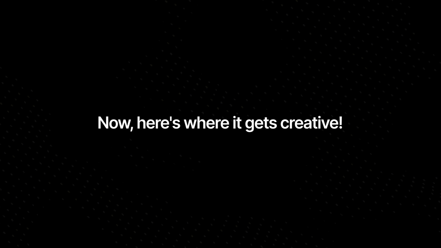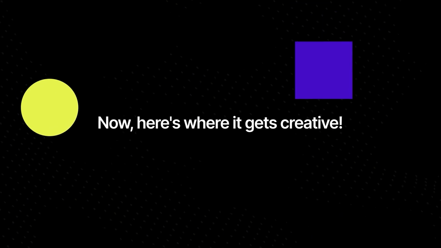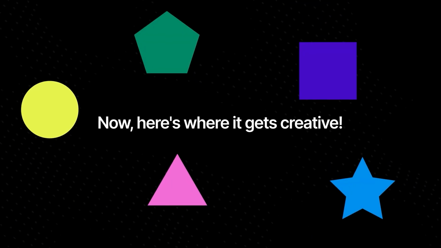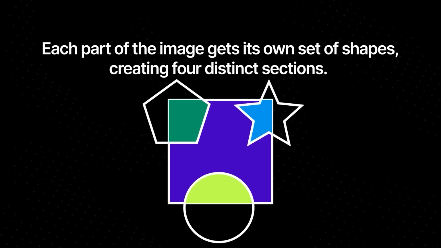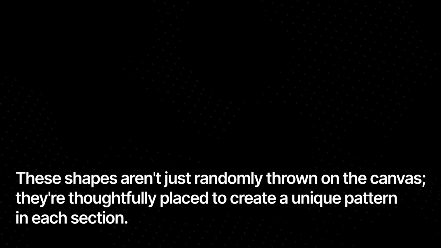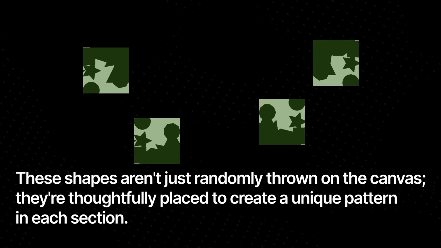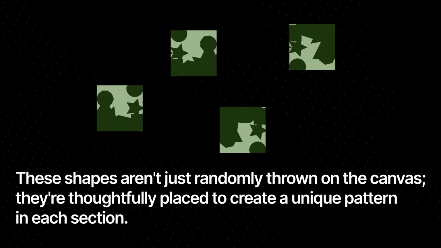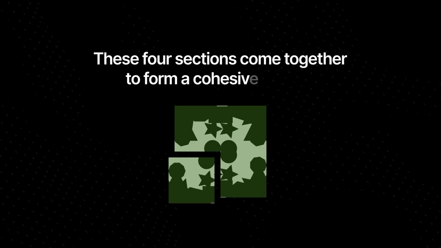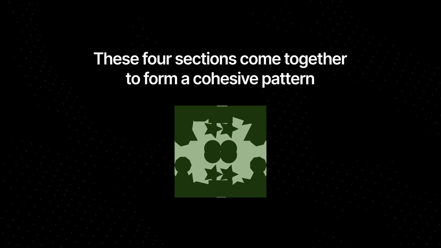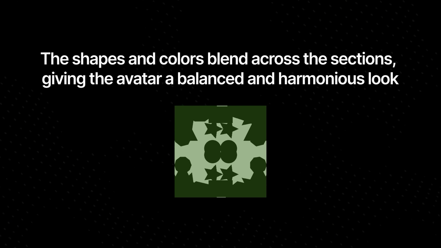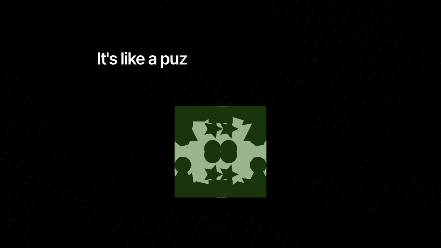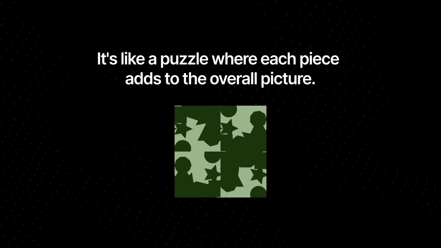We generate different geometric shapes: circles, squares, triangles, stars, and polygons. Each part of the image gets its own set of such shapes, creating 4 distinct sections. These shapes aren't just randomly thrown on the canvas. They are thoughtfully placed to create a unique pattern in each section. These 4 sections come together to form a cohesive pattern. We blend the colors across the sections, giving the avatar a balanced and harmonious look. It's like a puzzle where each piece adds to the overall picture.